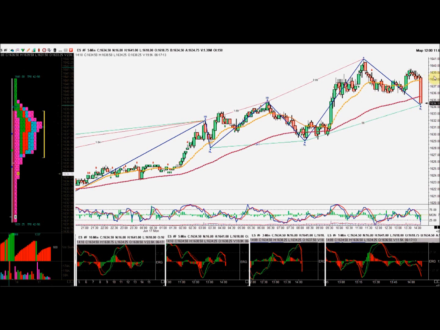Why did I put it at the 1638.25? I didn't want to put it down here at what might turn into a ceiling. I wanted to go a little bit past it, but not too much, just in case we go backwards. I don't want to lose too much money because this is a low percentage trade, remember.